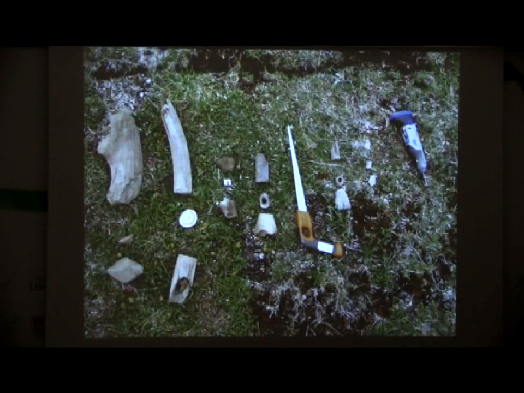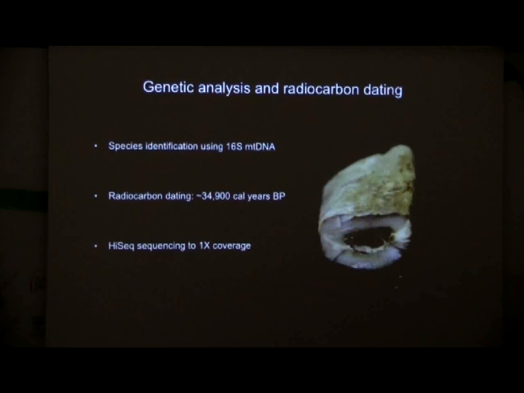Okay, so once we got back to Stockholm, we used 16S, which is a short part of the mitochondrial genome. We amplified that and sequenced it for all these specimens that we couldn't identify. And the idea here is that this is a very good diagnostic marker for species level relationships. Once we did this, this little bone piece turned out to be a wolf.